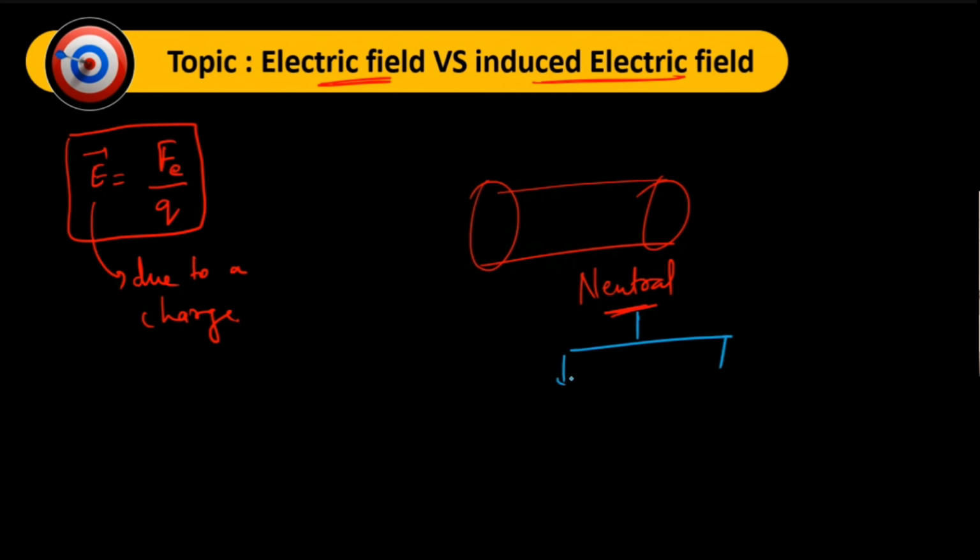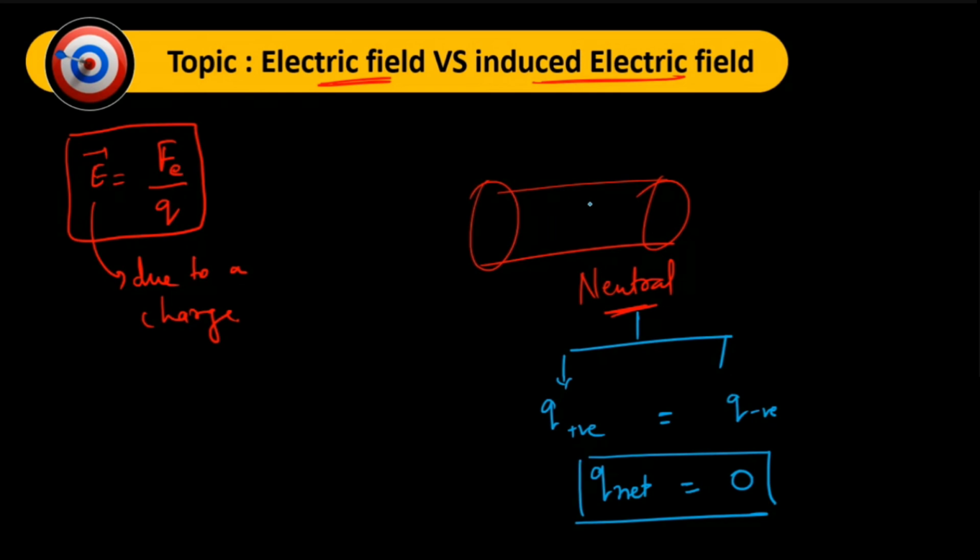So we already had a conversation on it. There must be some positive charge as well as some negative charge, and the magnitude of both of them must be equal. So neutral means that the net charge on the body is zero, but it must possess some positive and negative charge. So how can we induce electric field in such objects? What we can do is we just put it in a uniform electric field like that.